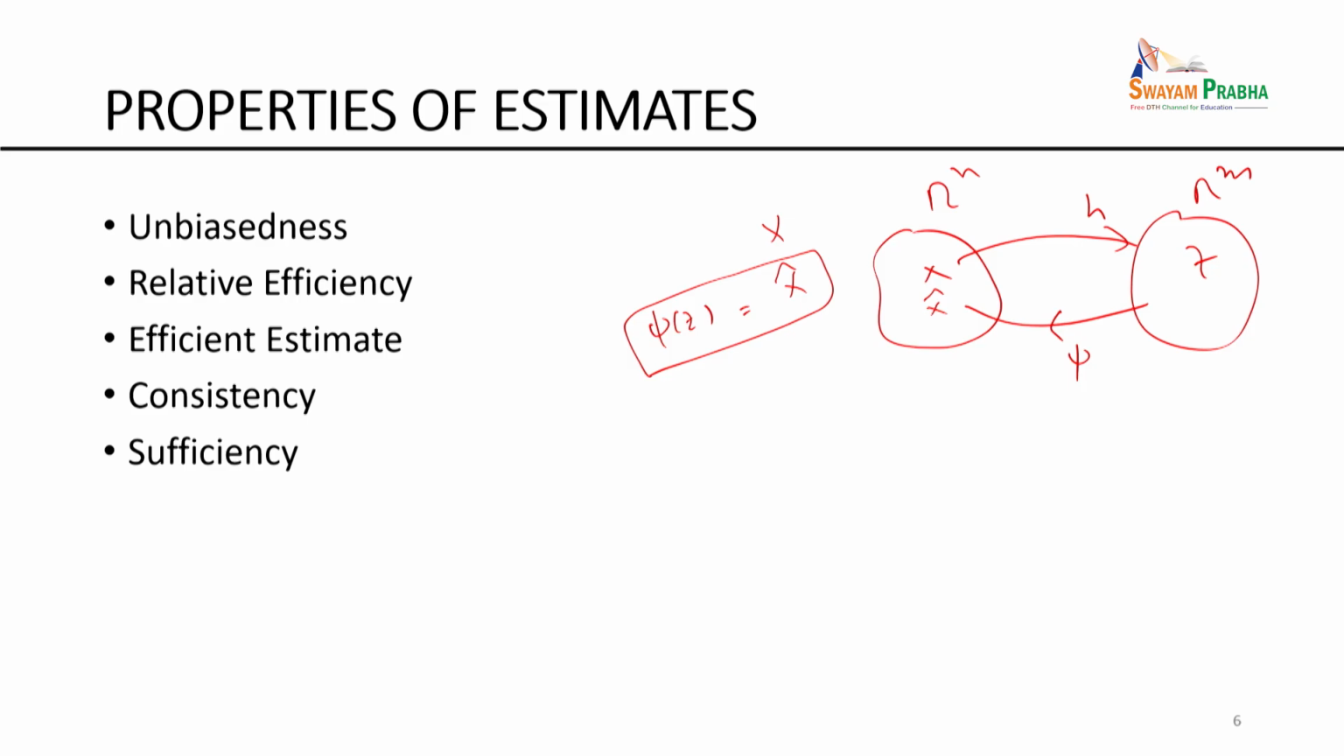So now I am going to describe the properties of good estimates. When do I say an estimate is a good estimate? What are the properties? An estimate must be unbiased. An estimate must be relatively efficient. I need to express the notion of an efficient estimate. An estimate must be consistent.